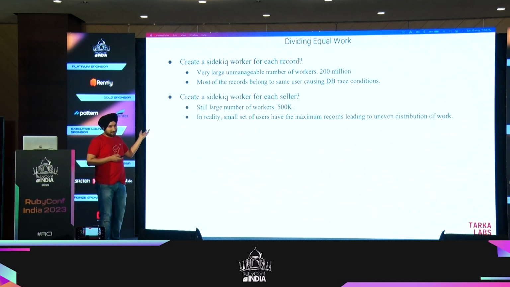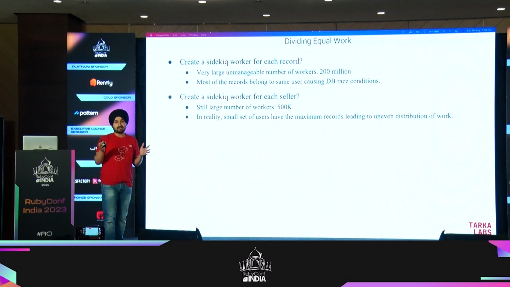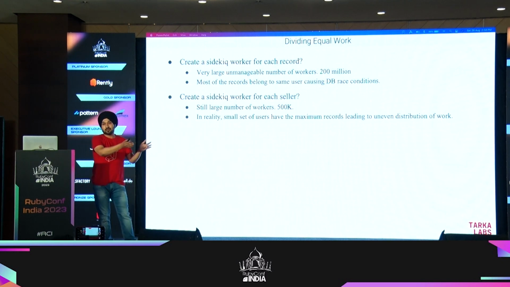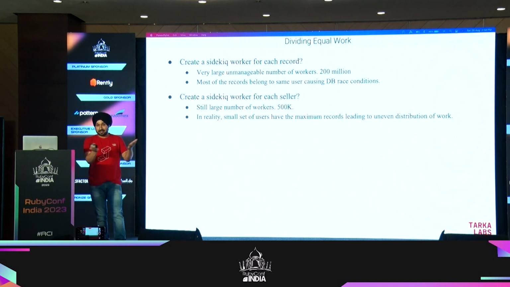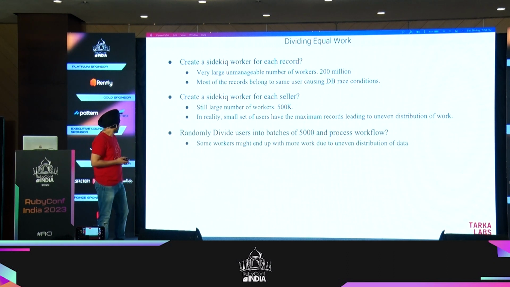The second option could have been, let's create a worker for each seller, right? Still, you have close to 500,000 workers. But the problem is that there's no even distribution of work. If you're talking of a real-time application, it's not that every worker is doing a particular job. A certain set of workers could be high-paying users, getting a lot, and a lot more users maybe not getting a lot of money, right?